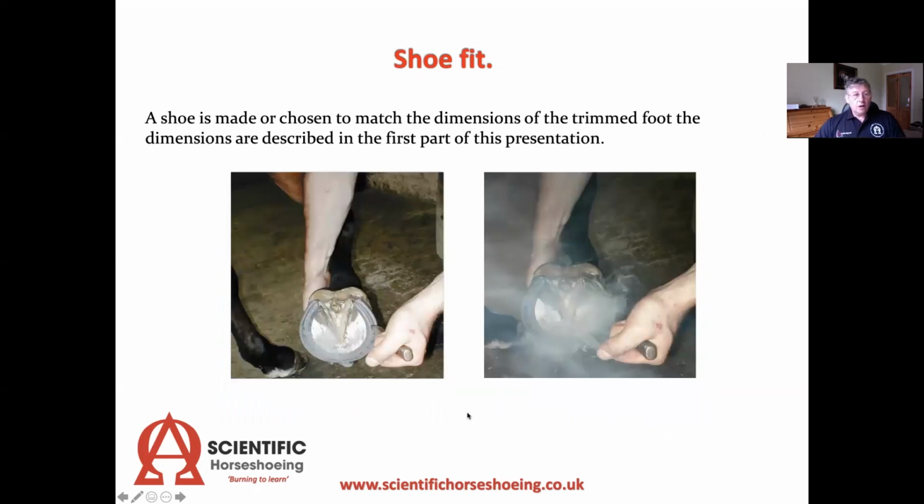So a shoe is made or chosen to match the dimensions of the trim foot. The dimensions are described in the first part of this presentation. So the shoe, when we make it on the anvil, we make it in relation to the box that we have imposed on the foot, exactly the same. The shoe should be symmetrical through the center. It should be equidistant through the widest part at the quarters.